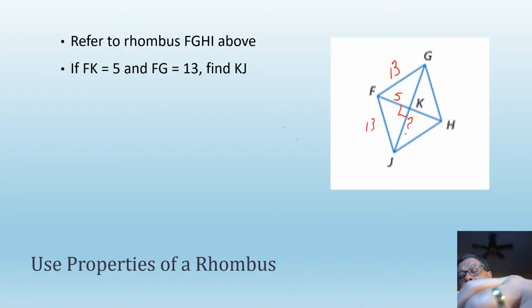And if this is a right angle, this is the hypotenuse. And so I think I could use Pythagorean to find KJ, because I know one side, which is FK. I know another side, which is FJ, which happens to be the hypotenuse. And I got a right triangle here because those two diagonals are going to be perpendicular. So let's set this up.